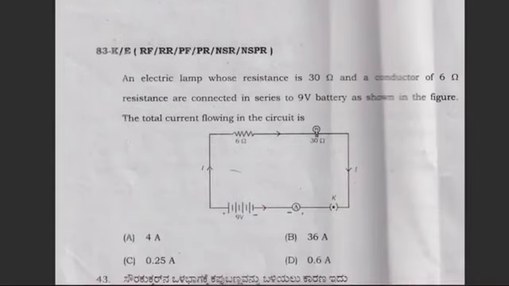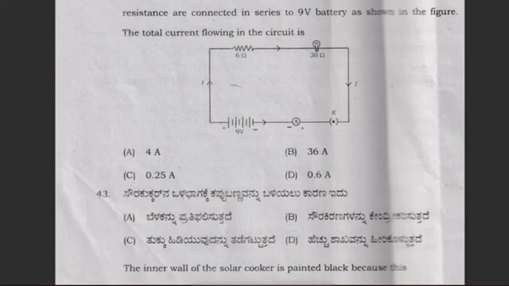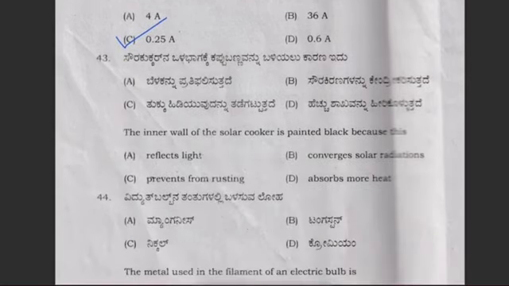An electric lamp whose resistance is 30 ohms and a conductor of 6 ohm resistance are connected in series to a 9 volt battery as shown in the figure. The total current flowing in the circuit is 0.25 amps. The inner wall of the solar cooker is painted black because this absorbs more heat.